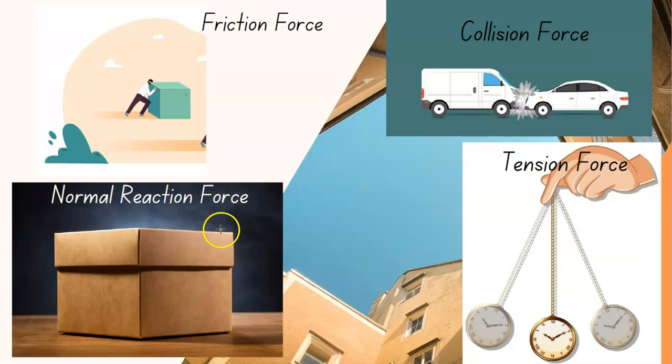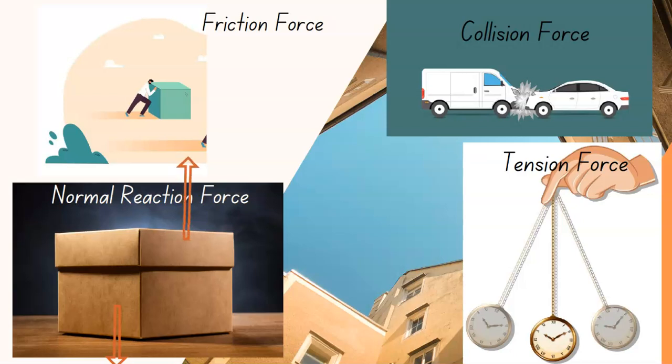Another kind of contact force is a normal reaction force. If we consider a box lying on a table, there is a downward acting force on it, which is the force of gravity, which we consider to be its weight. So we have a downward acting weight of the object, while at the same time from the surface of the table there is an upward acting force, which will be its normal reaction force. So if I draw the direction of the normal reaction force, it will be upwards.